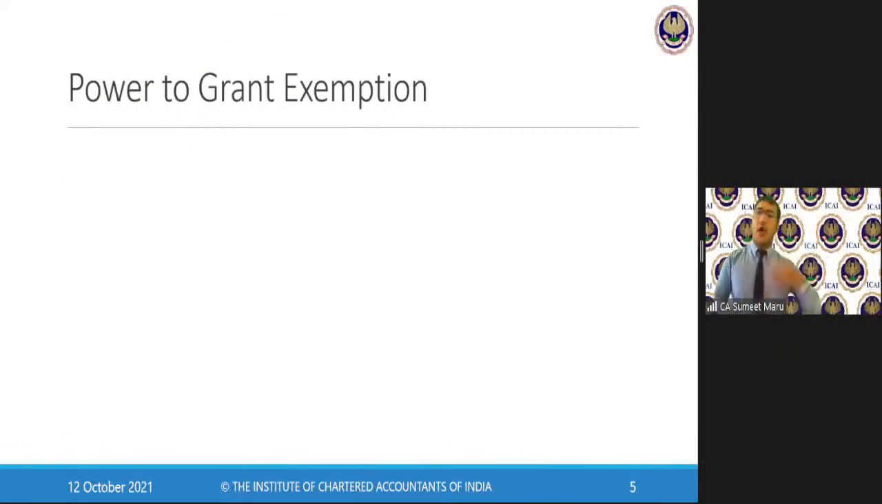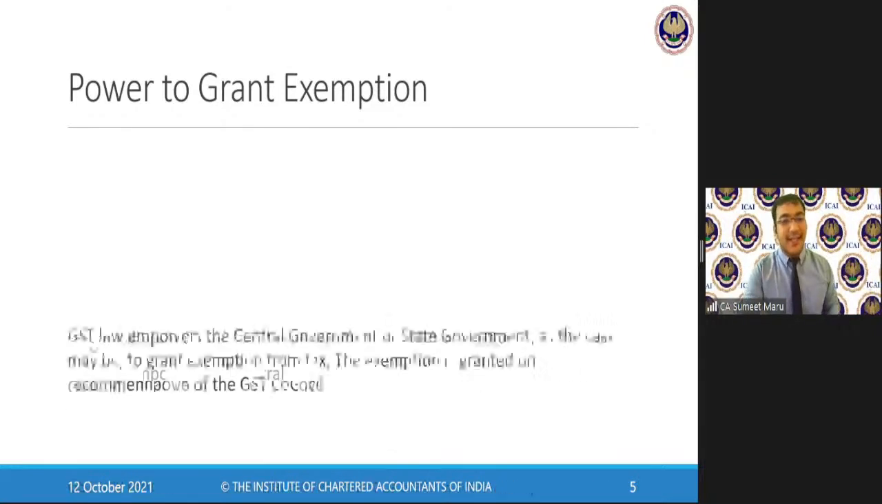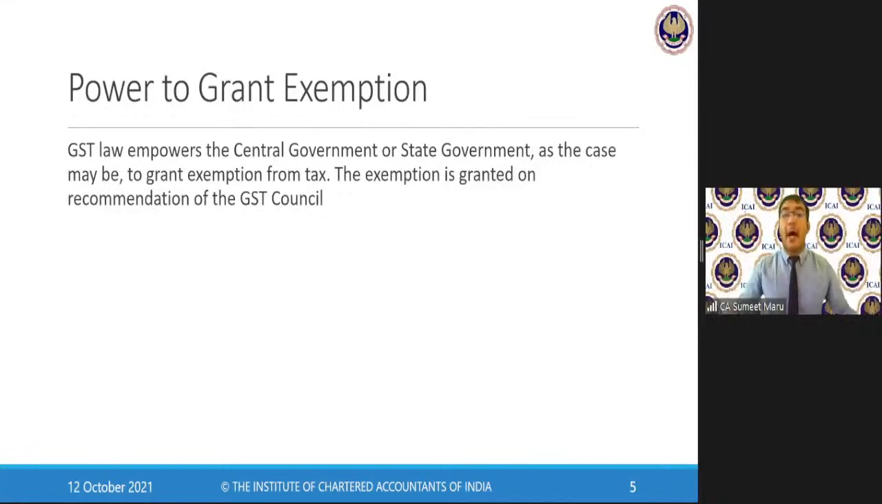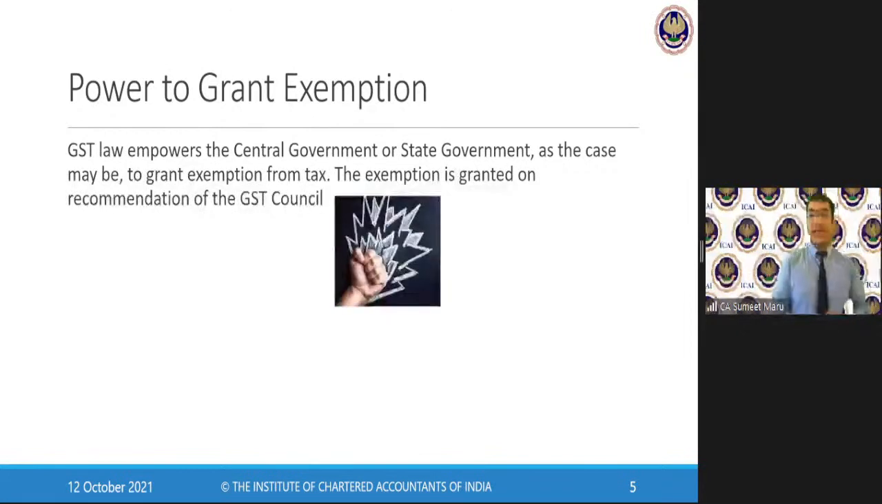Now, the next important thing: we got to know exemptions can be given in four different ways. But how, sir? And who is going to give? Very obvious answer, Government of India. So here, the GST law itself empowers the central government or state government as the case may be. For SGST, state government is the case. For CGST or IGST, central government will be the case. To grant an exemption from tax, the exemption is granted on recommendation of the GST Council. This is very important, guys. So the push should emerge from the GST Council, and then only it can be given as an exemption. The important point to know is that it should be the recommendation of the GST Council.